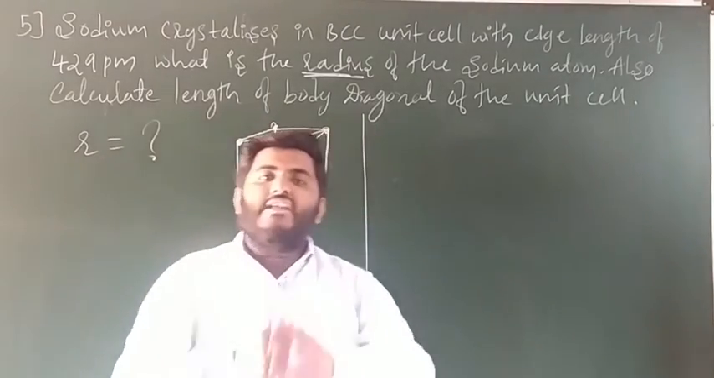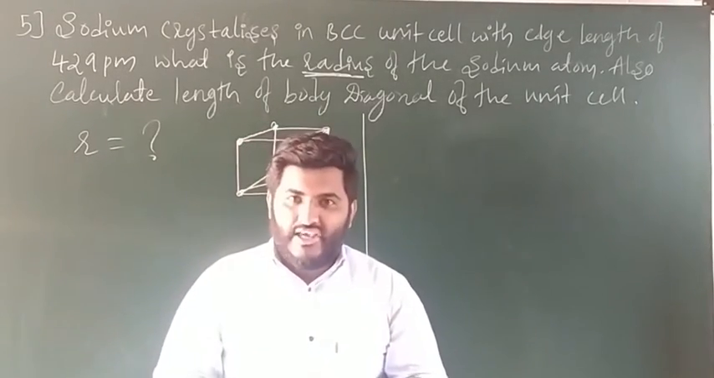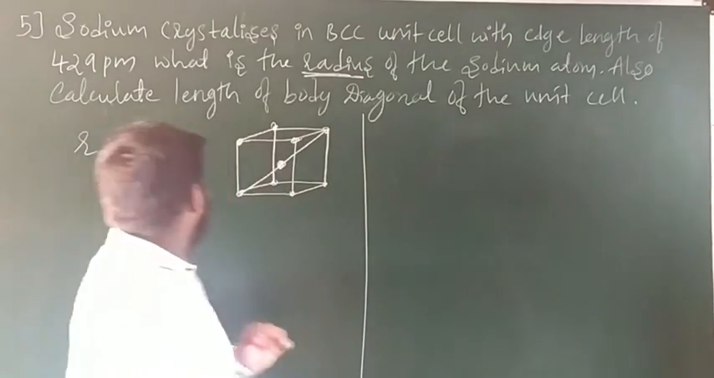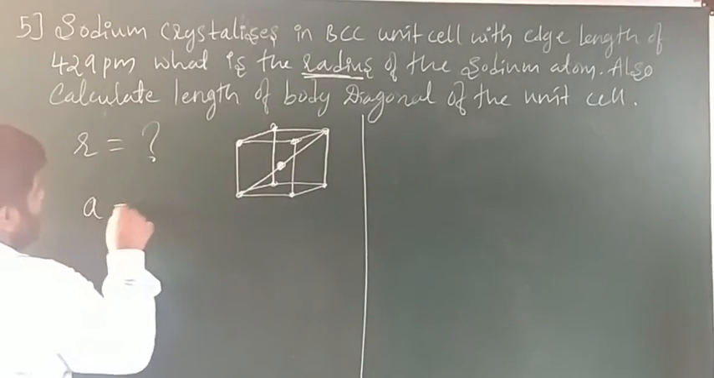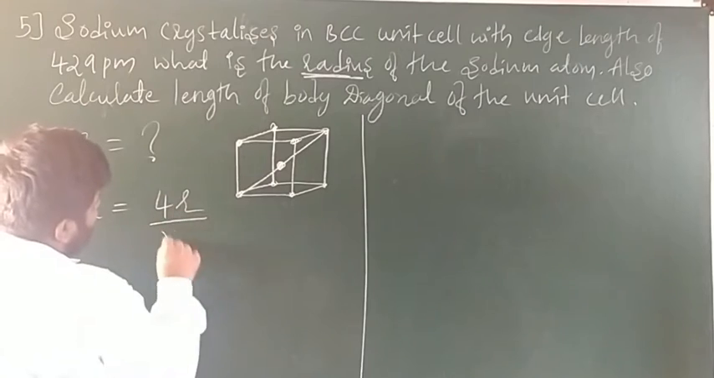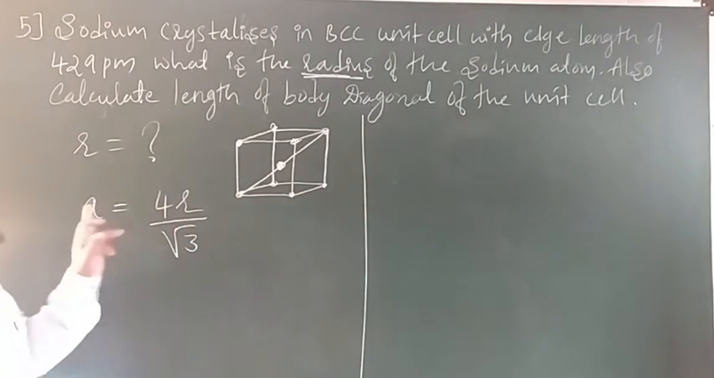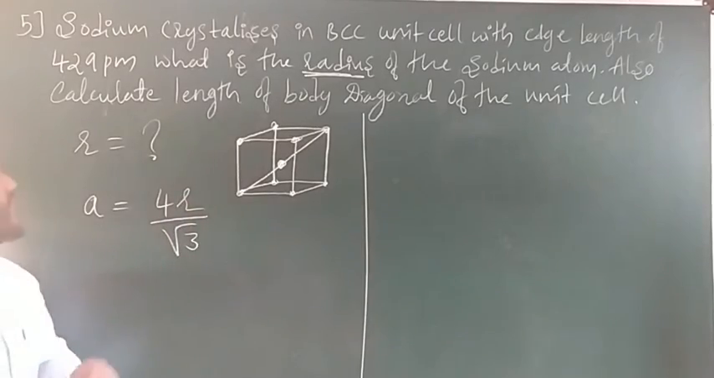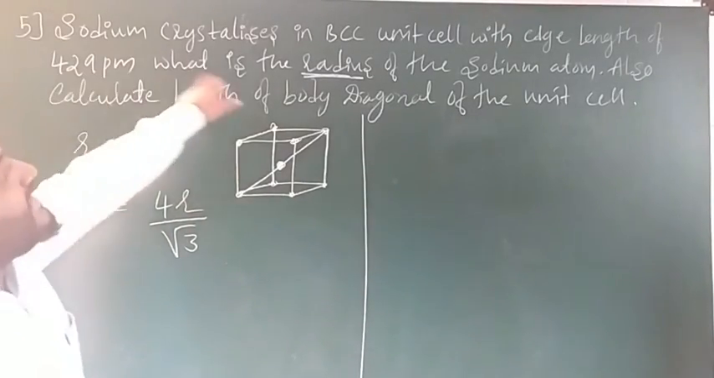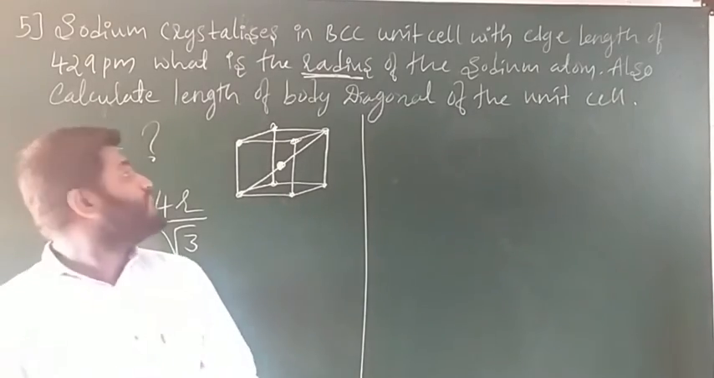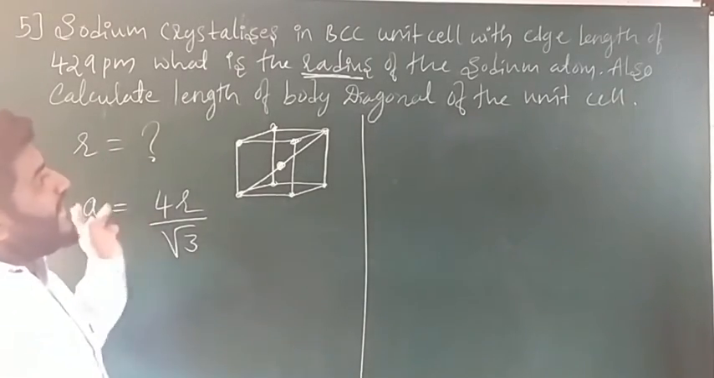During the derivation of packing efficiency, we studied this. A is equal to 4R divided by root 3, we got there. Yes, A is equal to 4R divided by root 3. This edge length is also already given. A is how much?